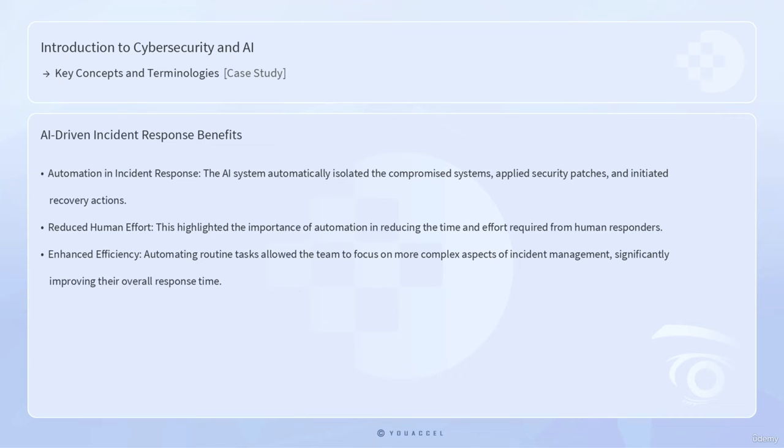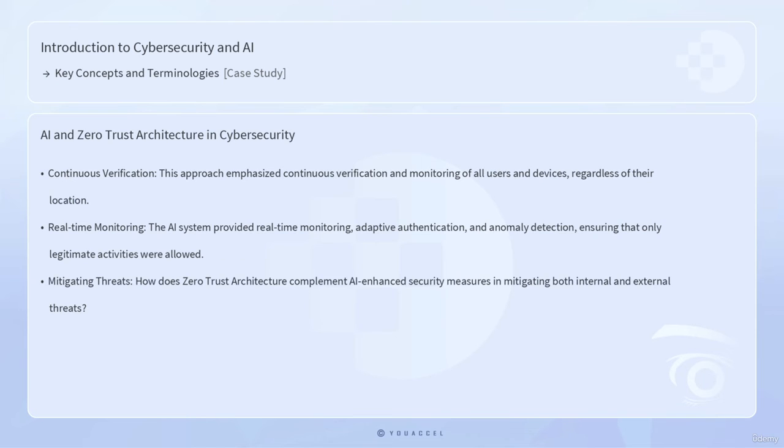As they concluded their investigation, the team initiated their AI-driven incident response protocols. The AI system automatically isolated the compromised systems, applied security patches, and initiated recovery actions. This highlighted the importance of automation in reducing the time and effort required from human responders, raising the question, how can AI-driven automation enhance the efficiency of incident response and recovery? Automating routine tasks allowed the team to focus on more complex aspects of incident management, significantly improving their overall response time.